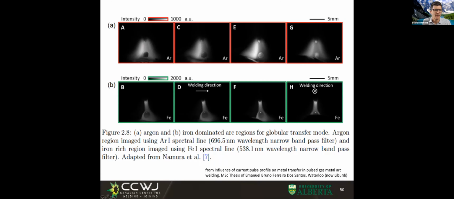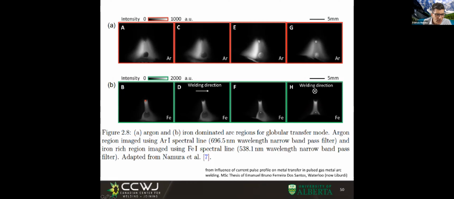This is amazing. This is globular transfer. And the red is when they are using the wavelength for argon. And they see all this in the argon. See, very bright here, but it's not so bright in the middle. That means there's not so much argon there. Then they looked at only the color of the metal vapors and see, these two are the same weld.